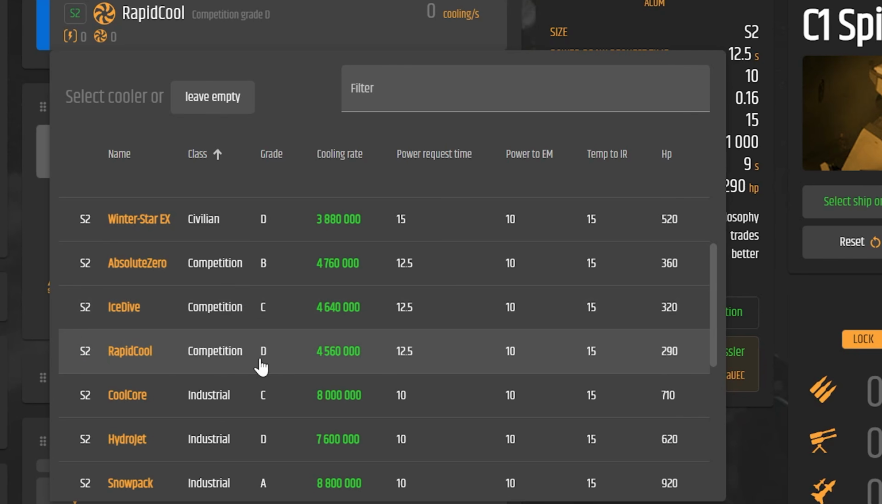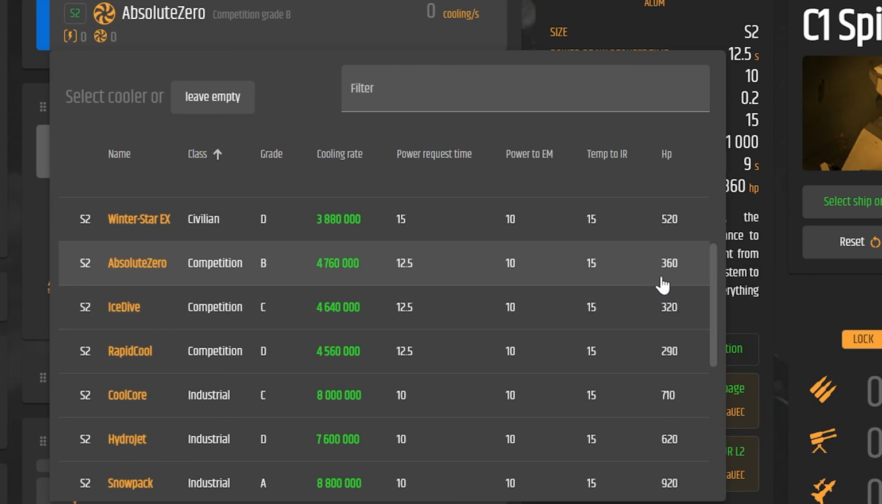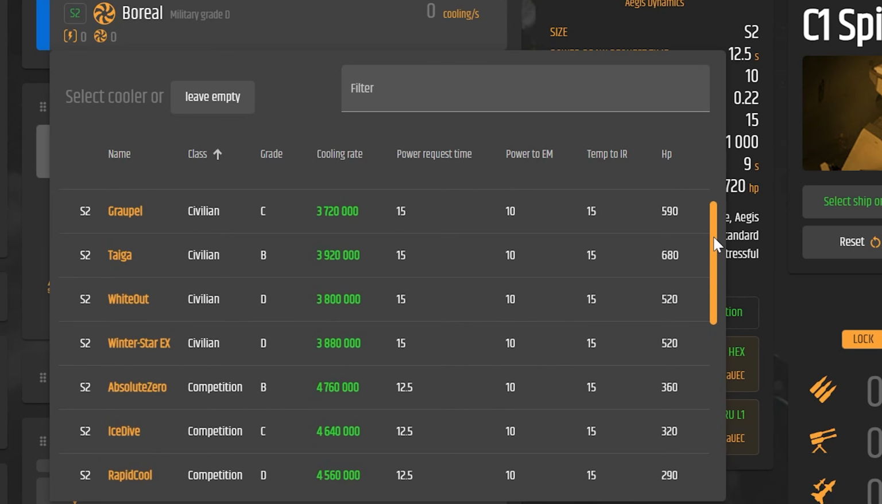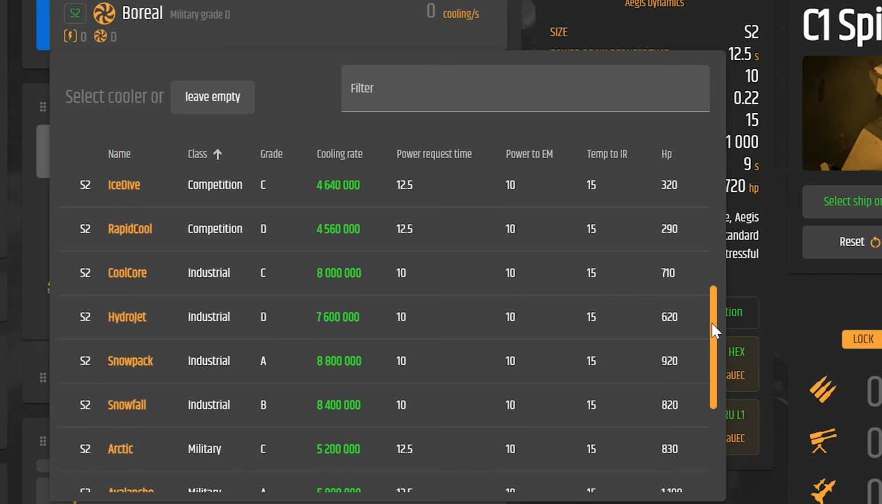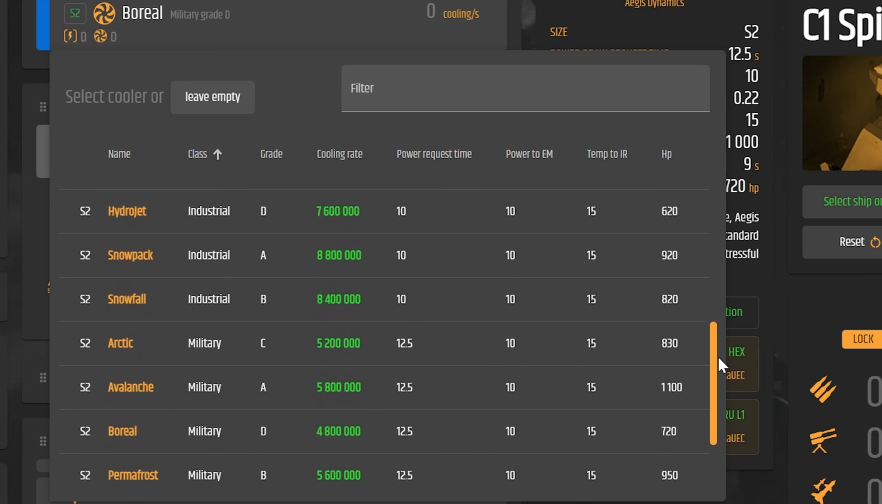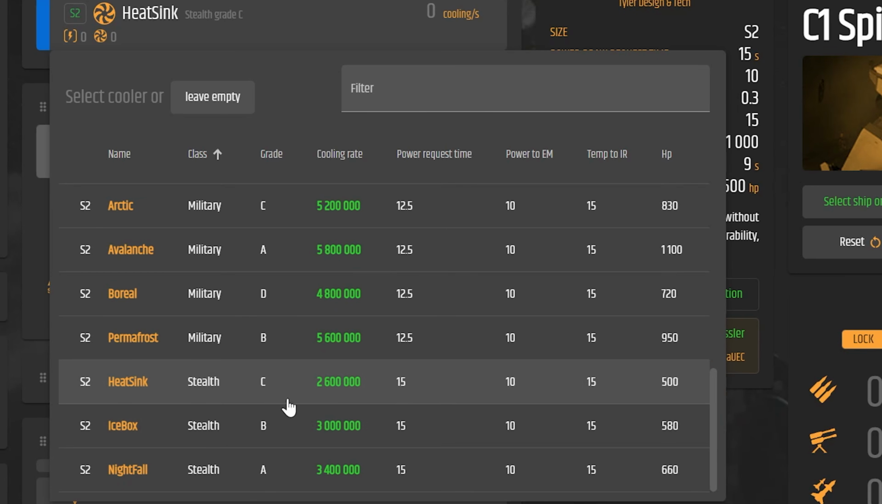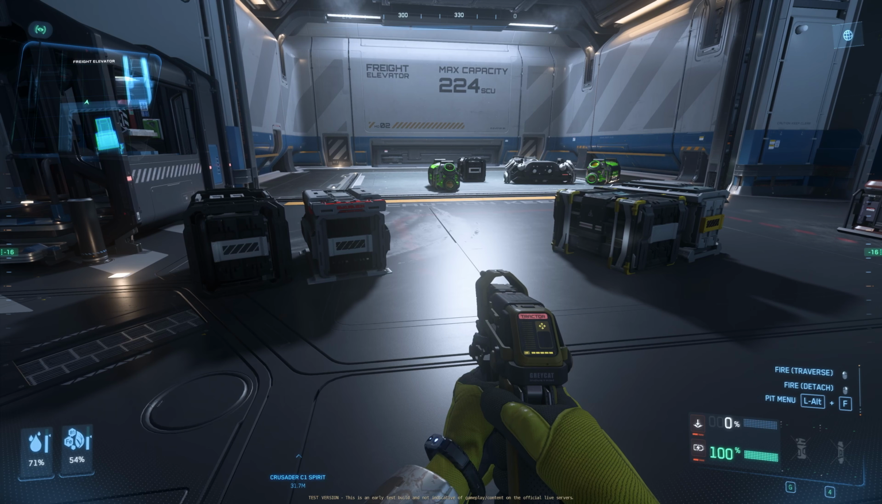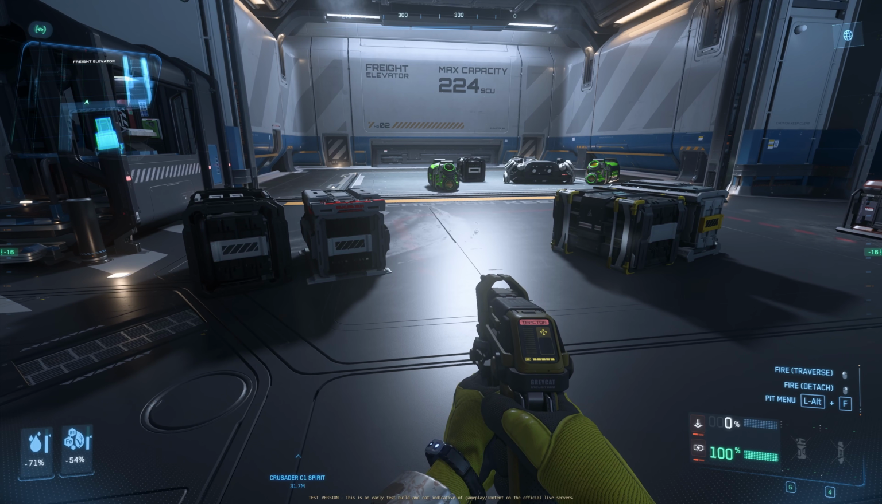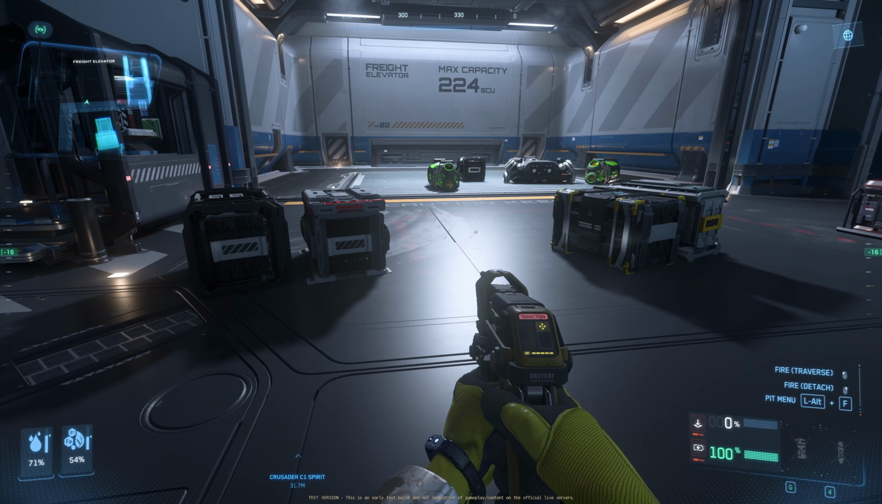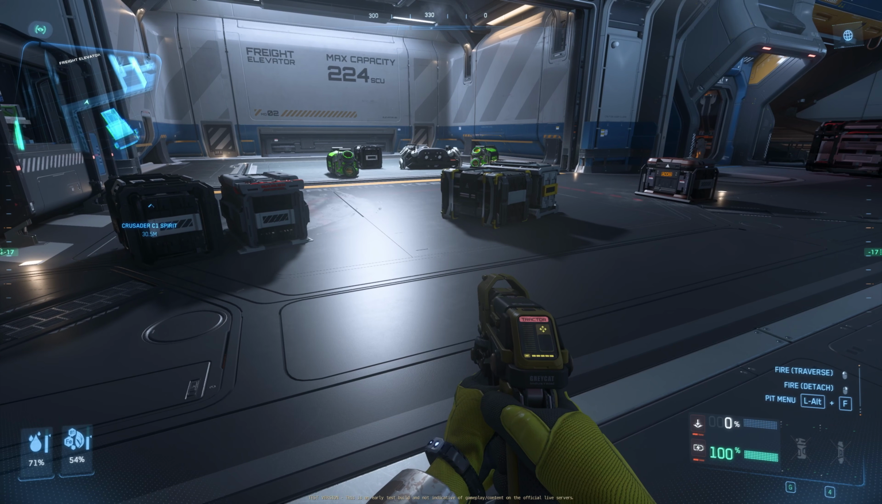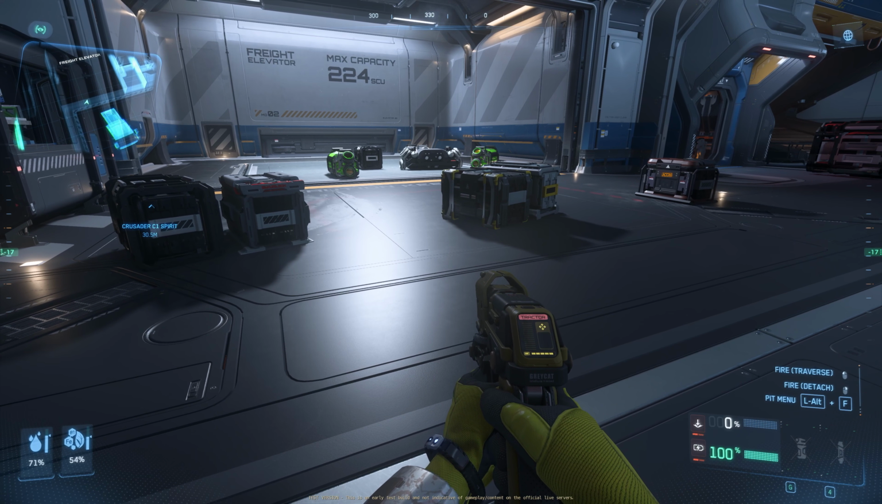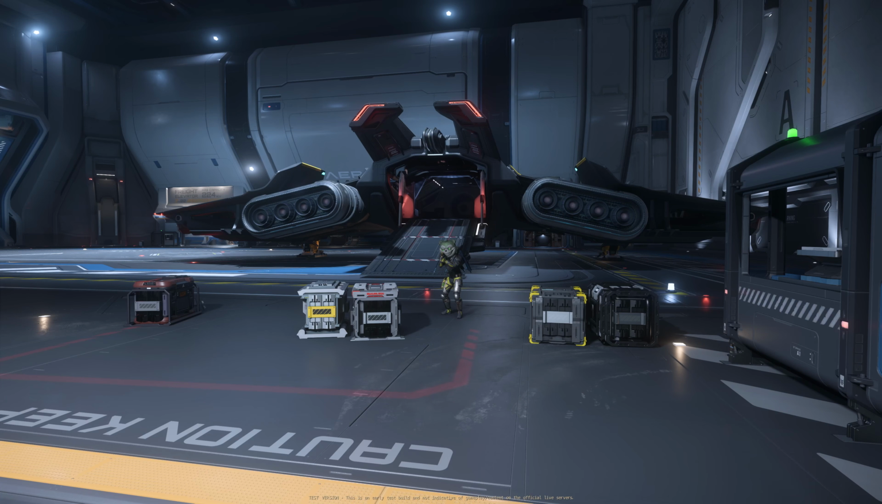And then the size 2 competition coolers: grade D 290, grade C 320, grade B 360. And where is grade A? We don't have a size 2 grade A cooler for the competition class. Same thing for the stealth and military; I have made my point. The higher the grade, the higher the health, and of course, the higher the price. So those are the two general rules for all the components. The first one is not absolute; the second one is absolute. With these two simple and foundational rules laid out, now we can do some fun tests.